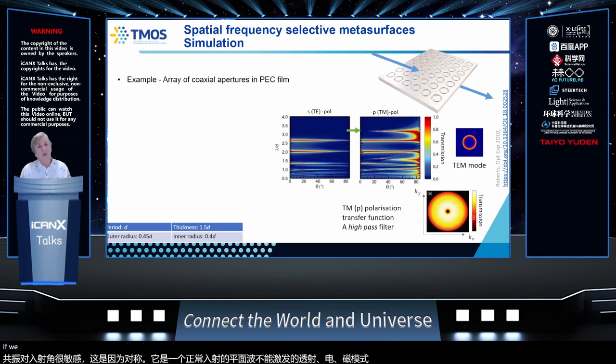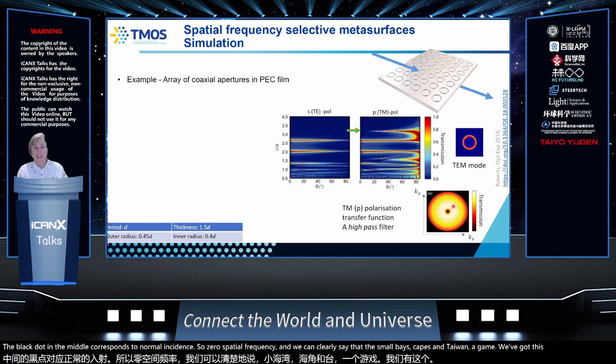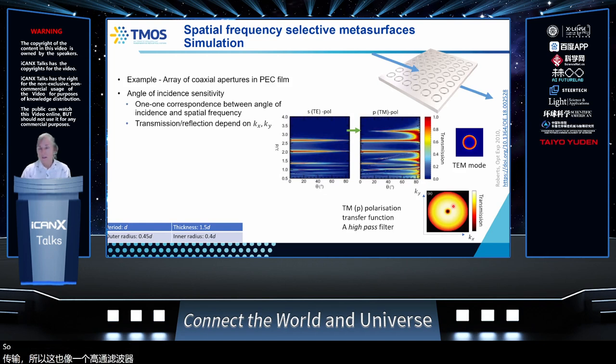If we have a look at the transmission as a function of spatial frequency, so this is a function of angle basically, the black dot in the middle corresponds to normal incidence, so zero spatial frequency, and we can clearly see that for small values of kx and ky, again, we've got this increasing transmission. So this is behaving like a high-pass filter as well. So utilising this one-to-one correspondence between the angle of incidence and spatial frequency, this is a classic example, at least theoretically, of a system that has this dependence on spatial frequency.